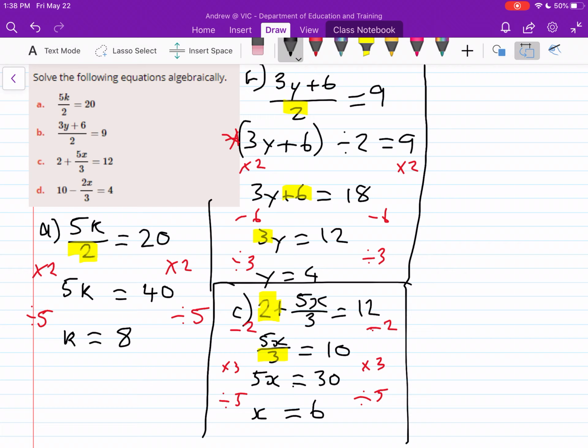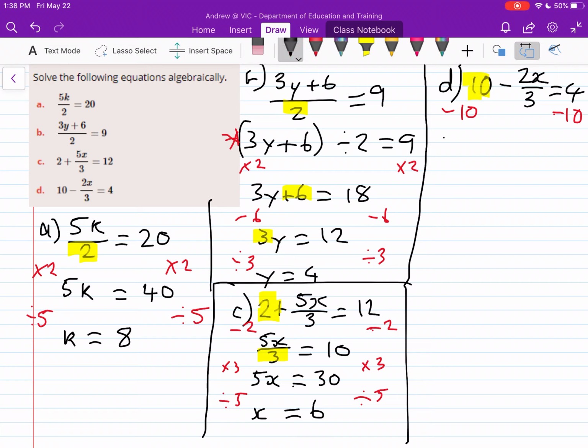Alright. So lastly we have 10 minus 2x over 3 is equal to 4. Alright, so with this one we look at what's furthest away from our x, what's easiest to get rid of? This positive 10 out the front. To get rid of a positive 10 we need to minus 10 from both sides.